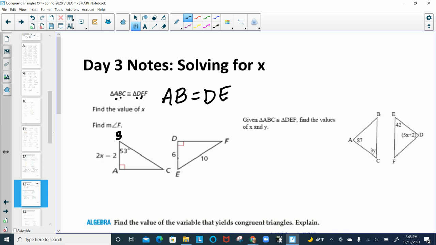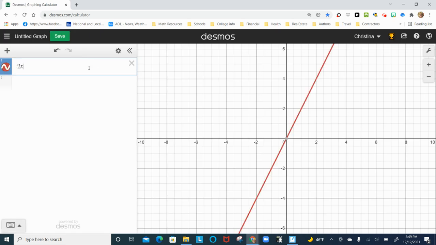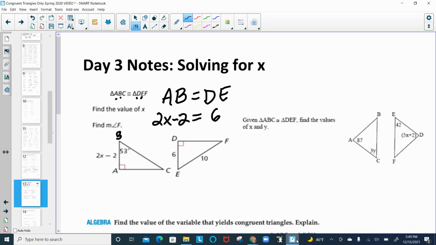And thankfully, we do know what DE is. So what I'm going to do with this information is I'm going to take the information about the triangle. This is side AB, 2x minus 2. This is side DE, which is 6. And then we'll put that into the Desmos calculator. And we get x equals 4. So that's an extremely easy version of these types of problems.